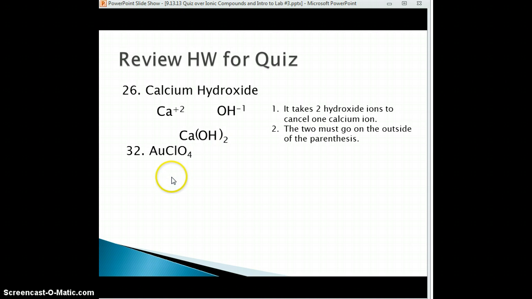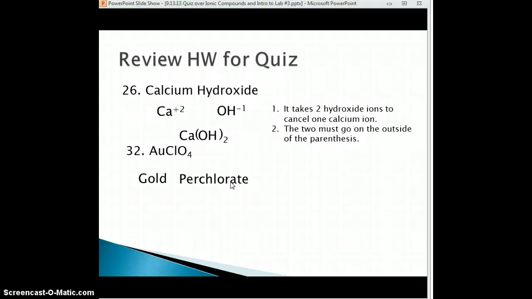Another common mistake that I've seen is number 32. So this one is gold perchlorate. Perchlorate is kind of a special or a less commonly used polyatomic ion, so students have trouble recognizing it when they see it. And also, most people don't recognize that gold is a type 2 metal, meaning that you need to calculate the charge.